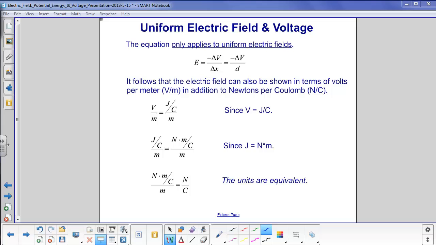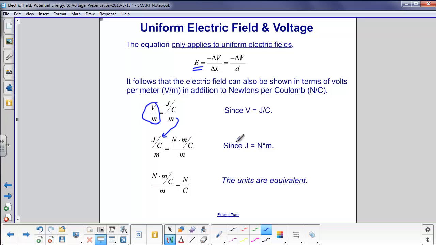We will finish this section with a little unit analysis. The equation that we've just shown, E is equal to minus delta V over delta X, or minus delta V over D, and we're just going to plug units in and see what happens. We can easily see that the electric field, by this definition, the units would be voltage over meters, and that's what we have here. Now we know voltage is equal to joules per coulomb, so we're going to substitute that in here. So we now have joules per coulomb over meter, and we put that right down here.